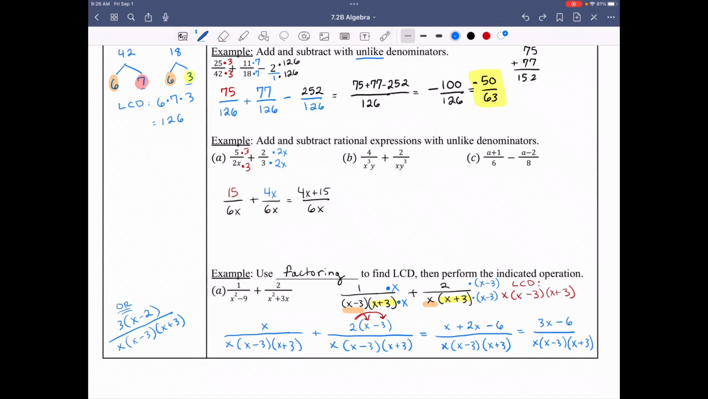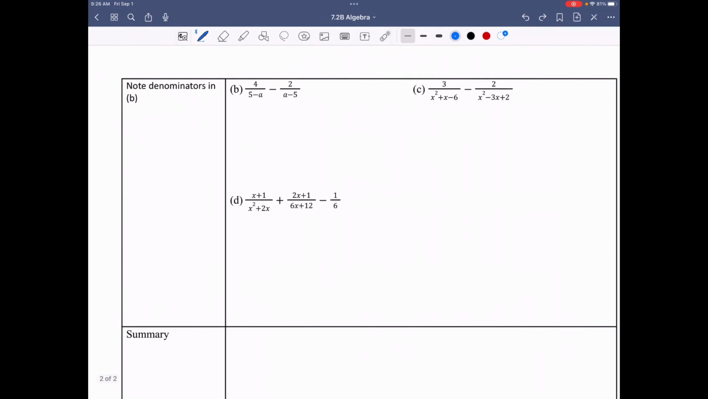Get ready to turn your page. And let's look at B. And I want you to look at these denominators. Are they the same denominator? No, they're opposites. So I want you to write that. And what are we going to do with that? Well, see if you can follow this, we can change it to just adding instead of subtracting, and then that would make this flip-flop.